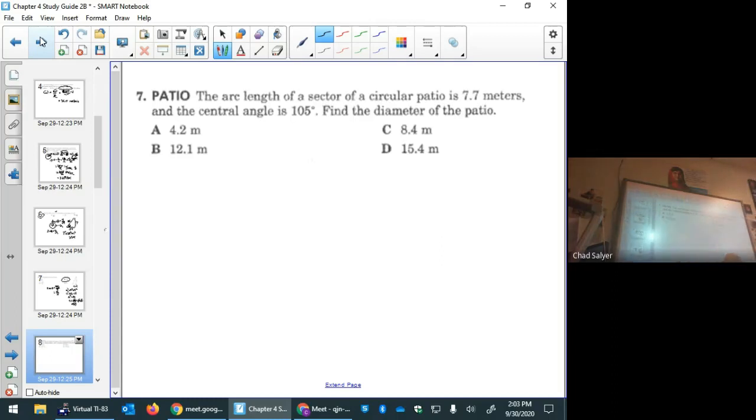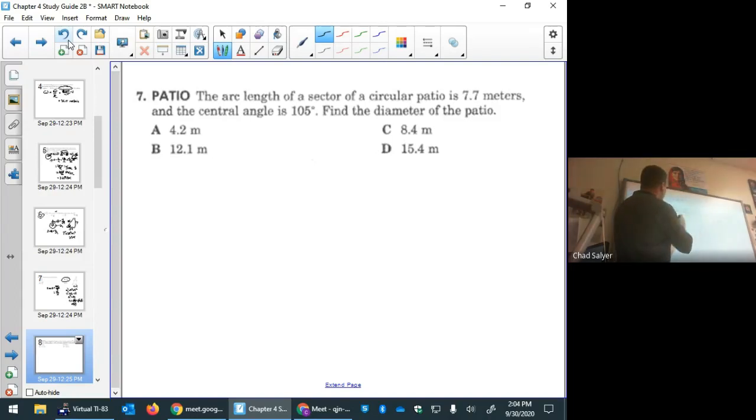Number 7, the arc length of a sector of a circular patio is 7.7 meters, and the central angle is 105. Find the diameter. That is super tricky. Once again, they're worried about units instead of the trig, which I don't love. But it's super tricky because what you're going to get from the formula is the radius. And then you've got to figure out the diameter. So real easy to mess this one up, just like number 4. And the answers are going to be in a different order on your test. So it might not be the 4th one you come up on, but you'll have a corresponding problem.